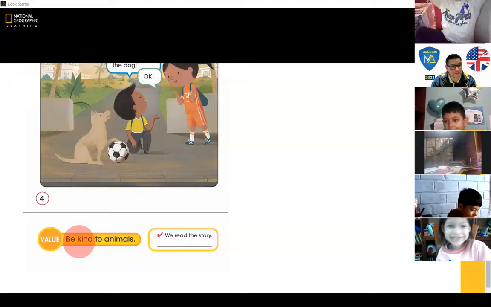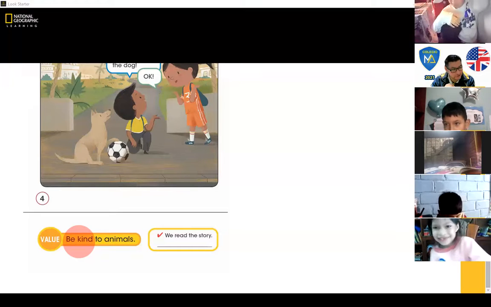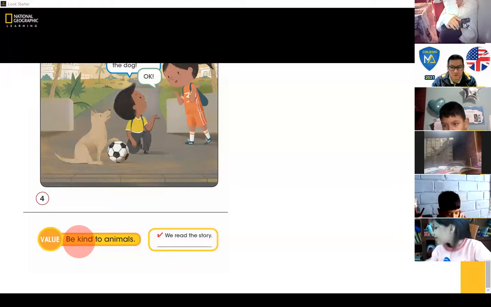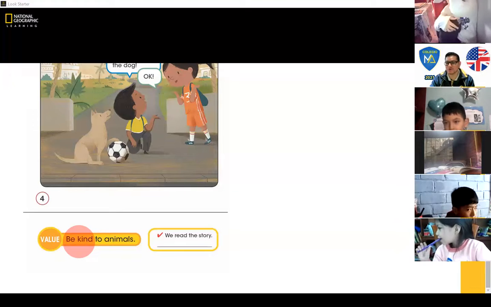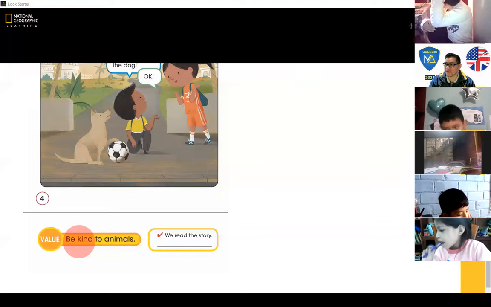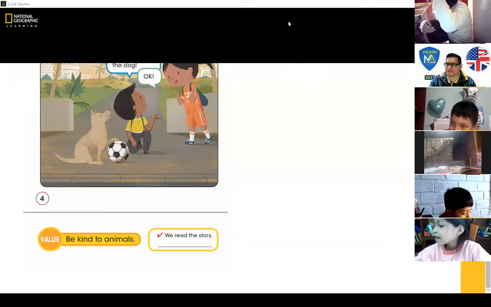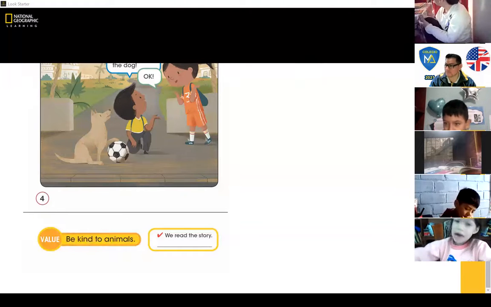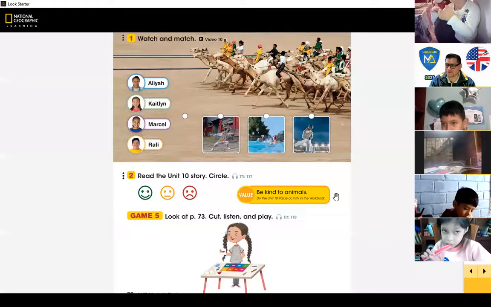You have to play with the animals. Tienen que jugar con los animals. You must give them some affection. Tienen que darle cariño a los animals, right? Hay que ser amables, hay que ser buenos con los animals. Here we have this value. Be kind to animals. Now let's go to this part.